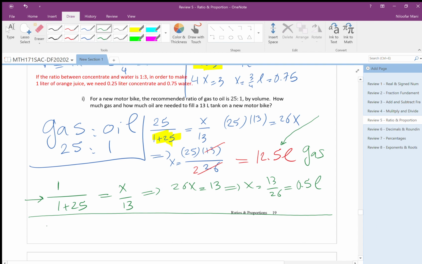But if yes, when you have two options, or even three options, four options, I mean four parts, three parts, for the last part you can find using subtraction. So I have 30 liter minus 12.5 liter. So this is total and this is gas. So then this half a liter is oil. And yes, both of them are correct. Then you can write a sentence. In order to make this 13 liter tank in a motorbike, when I have this ratio, I need 12.5 liter gas and I need half a liter oil.